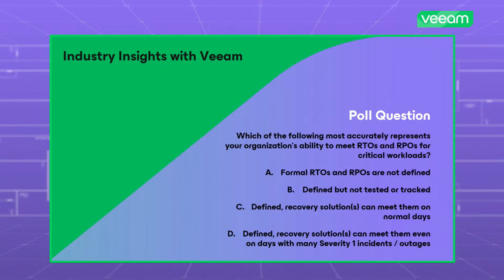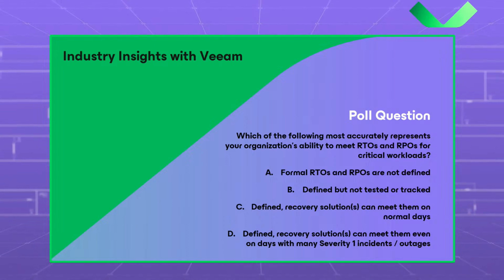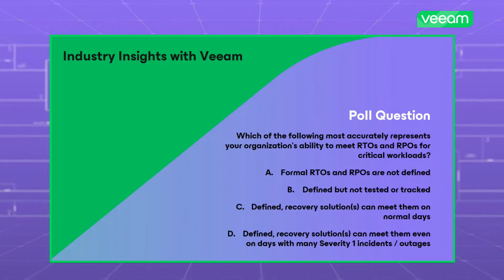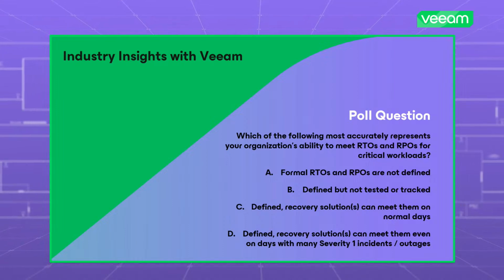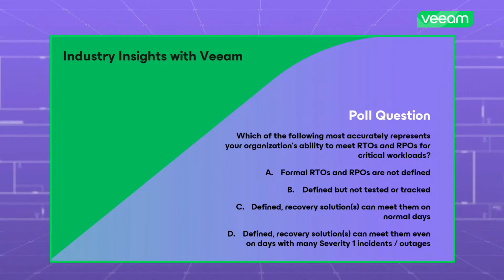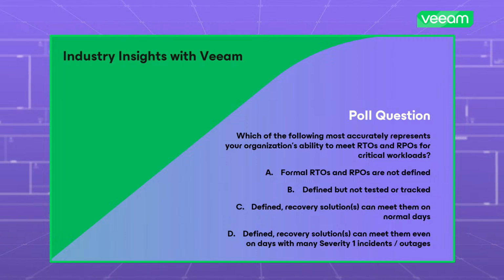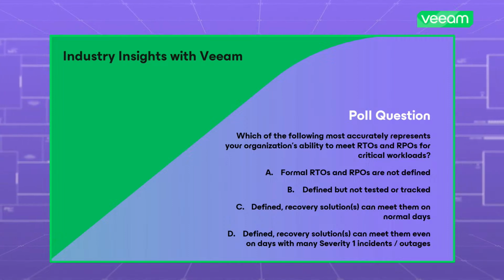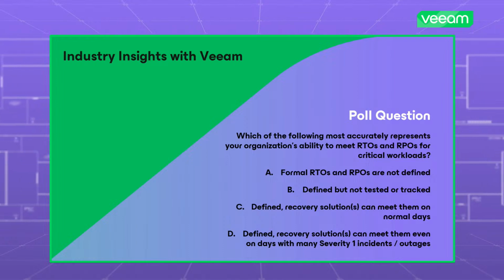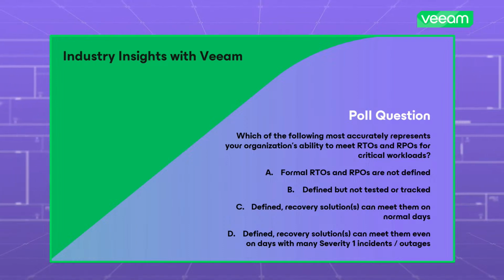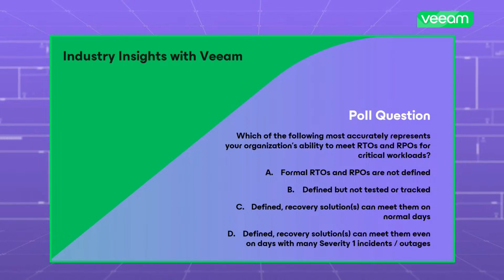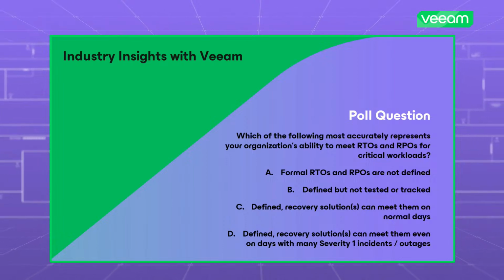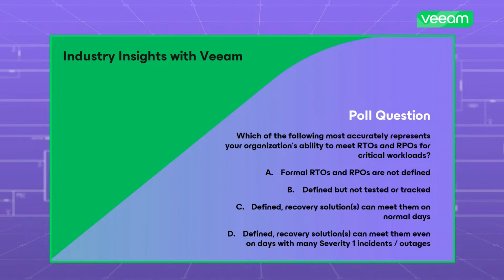So one of those questions in that pulse check is, which of the following most accurately represents your organization's ability to meet RTOs and RPOs for critical workloads? Is it formal at all? Maybe a little bit defined? Are they defined but not at all tested and tracked, and therefore you have absolutely no confidence that you can hit them? Are they defined and you can meet them on the best of days? Or are they really battle tested for the worst of days? Can they hit that sort of chaos theory approach?